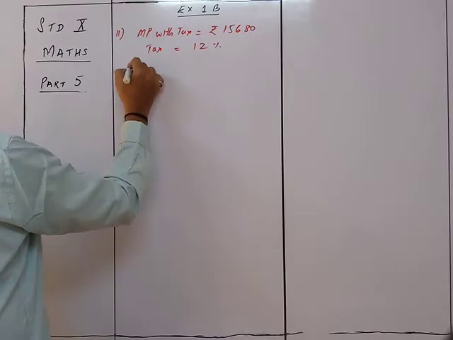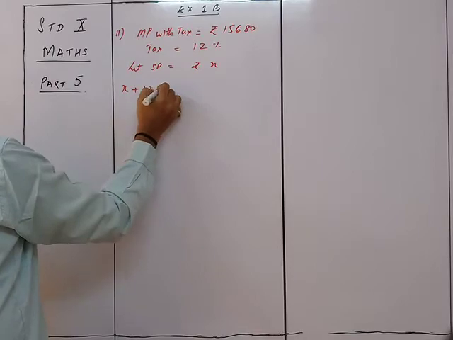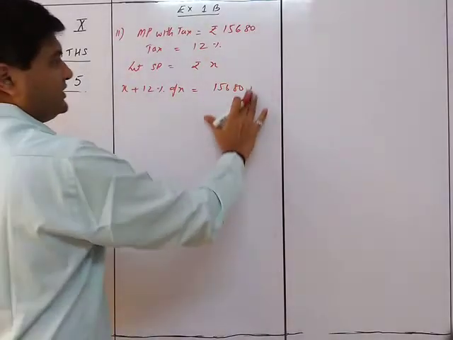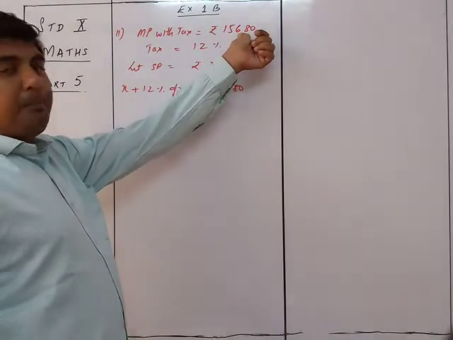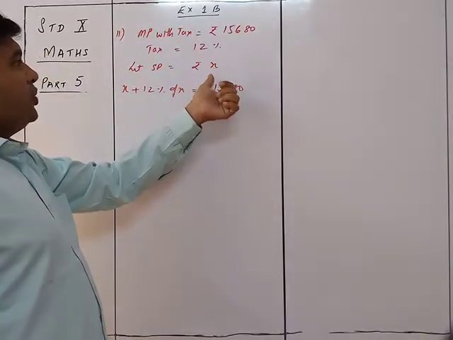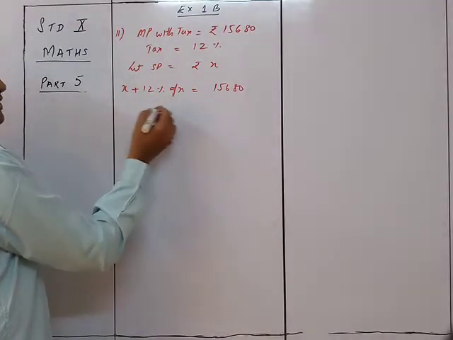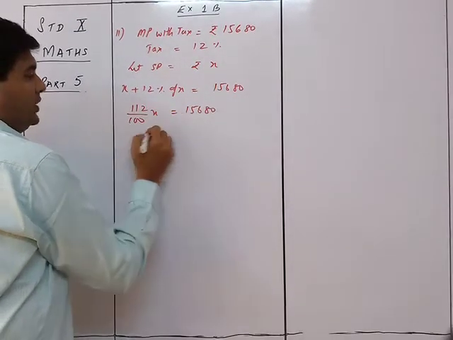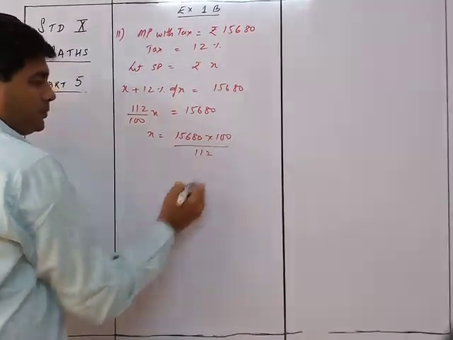So we know that let SP is equal to rupees X. So X plus 12% of X is equal to 15680. See, SP plus tax is giving you the total selling price. They are giving the total selling price as 15680. So here it is going to be X plus 12% of X, that is 112 upon 100 X, is equal to 15680. X is equal to 15680 into 100 upon 112.